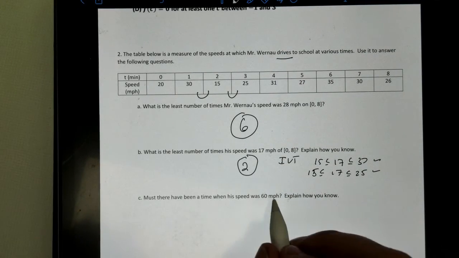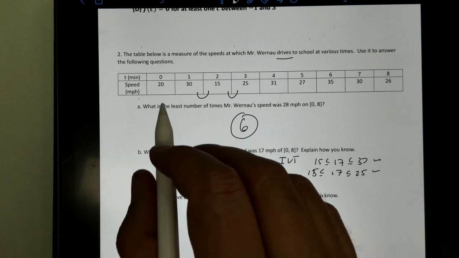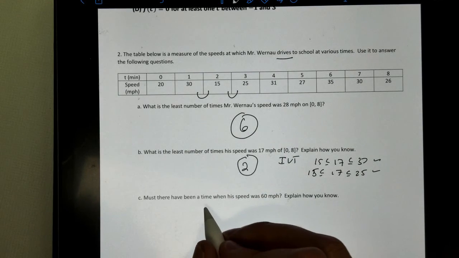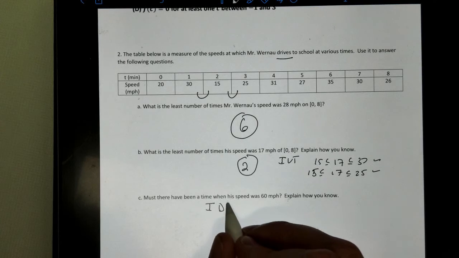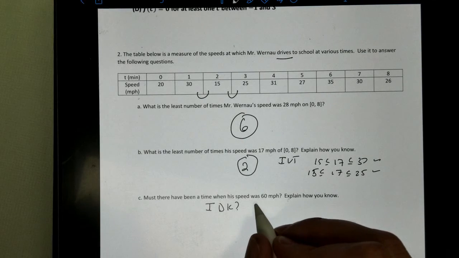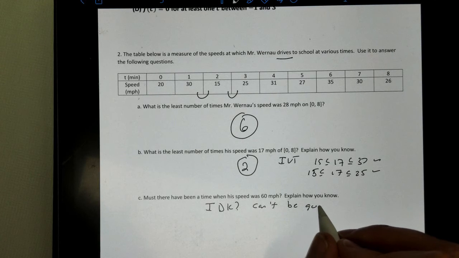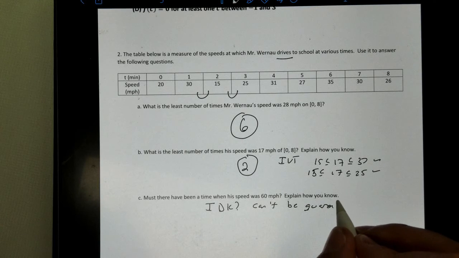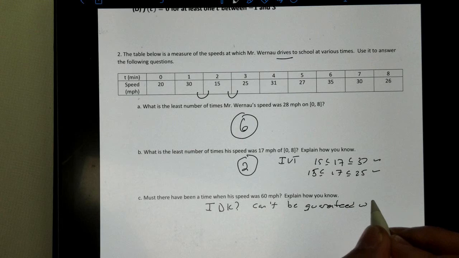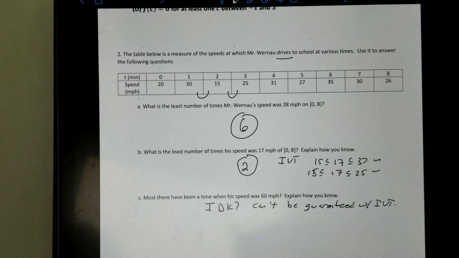Must there have been a time when the speed was 60? Well, looking at the graph, we don't know. This is an I don't know. We can't guarantee. So we just say this can't be guaranteed with IVT. It could be. We just have to use another tool for it.